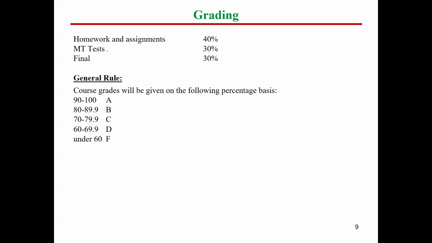For the midterm exams, we will have 2 midterm exams. Each one is 15%, so total midterm is 30%. And the final exam is 30%. And for the general rules of the grading, it's standard grading as per the university. So you know that above 90 is A, 80 to 90 is B, 70 to 80 is C, 60 to 70 is D, and under 60 is F. So this is the grading policy we have in our class, guys.